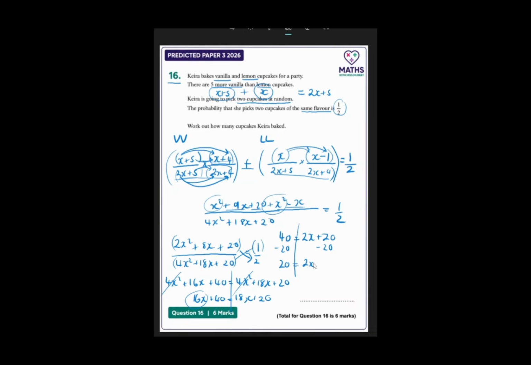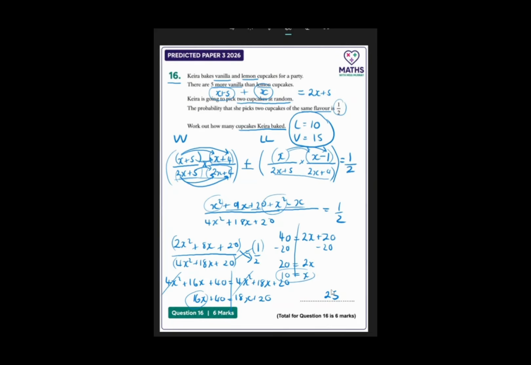So therefore, if 2 lots of x is 20, 1 lot of x must be 10. However, that's not quite finished. That gives me x. I've been asked for how many cupcakes Kira baked in total. So if I know that lemon is 10, I've now got to work out what vanilla is. Well, it's x plus 5. So that's just going to be 10 plus 5, which is 15. So my total is these two added together, which is going to be 25. And that is my final answer there for 6 marks.